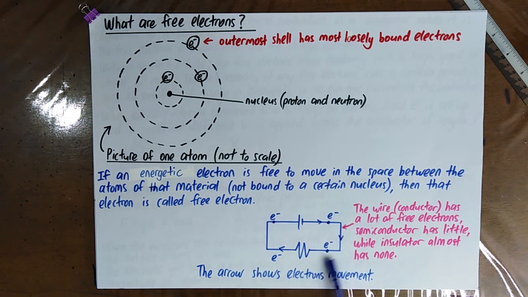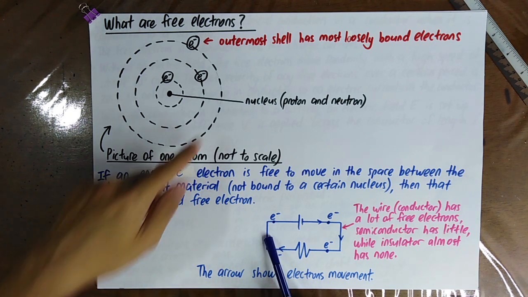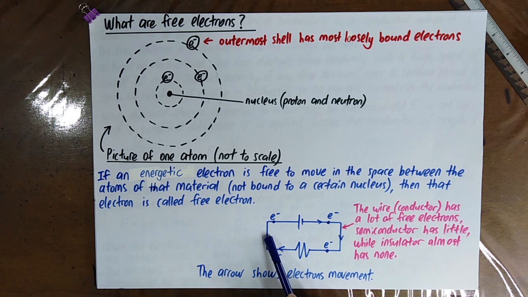For example, this is a circuit. If the electrons are able to move here, here, then you say that the electrons are free electrons. However, if the electrons are stuck somewhere, maybe stuck here, it means that they cannot move anymore. They can only orbit around a certain atom. Then we call them bound electrons, and they are not free electrons.